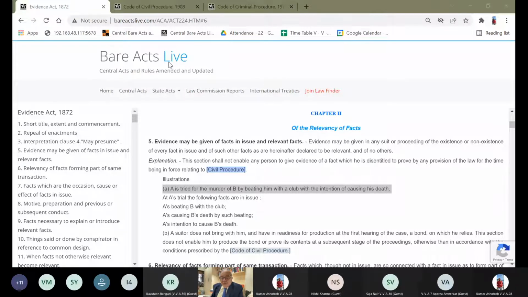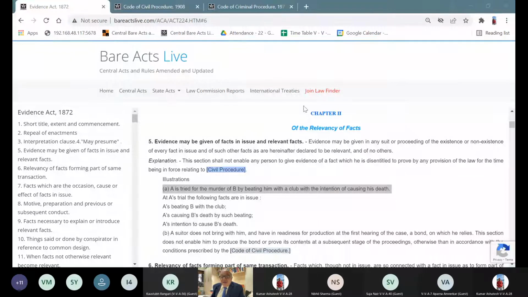Number three, A's intention to cause B's death. So intention, mens rea, is important. Why did he attack him? There may be a reason. There was a provocation, or A has been dispossessed in a civil suit filed by B for dispossession, and a decree is passed. He is frustrated and went and attacked him. That can be the reason.